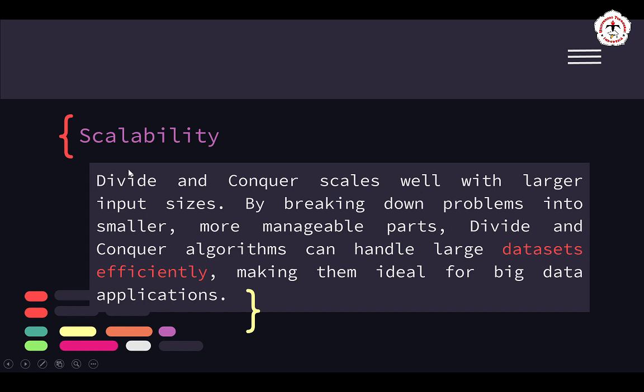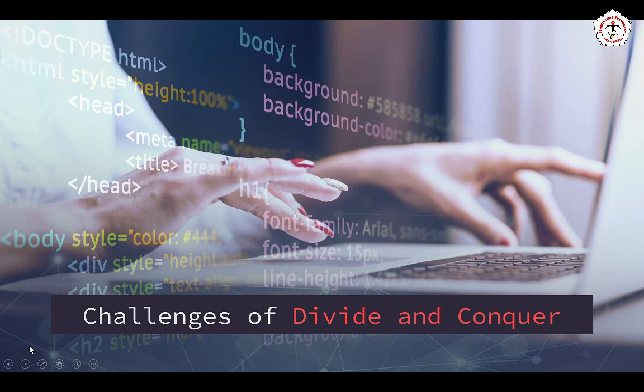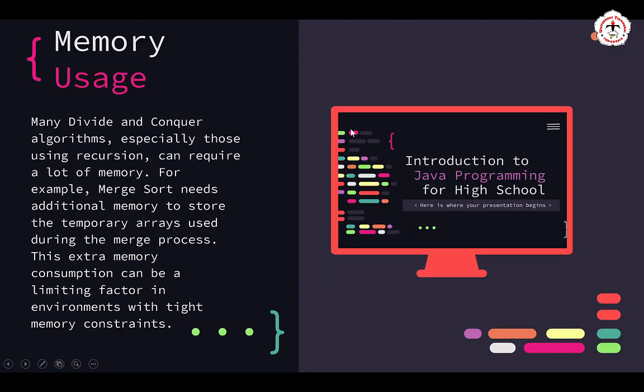Scalability. Divide and conquer scales well with larger input size by breaking down problems into smaller, more manageable parts. Divide and conquer algorithms can handle large datasets efficiently, making them ideal for big data applications. Challenges of divide and conquer.